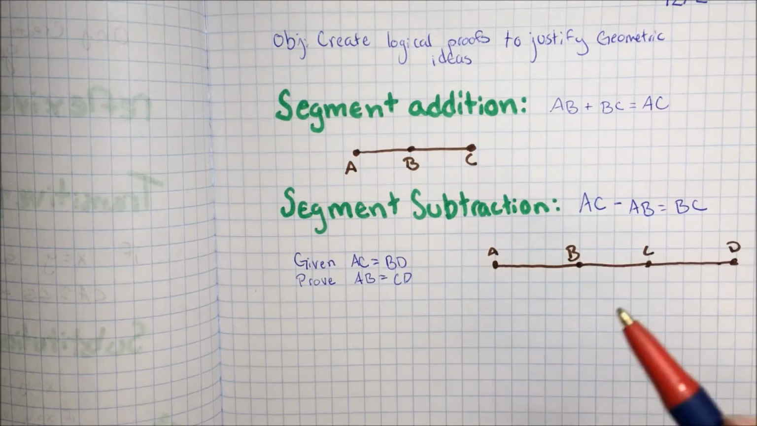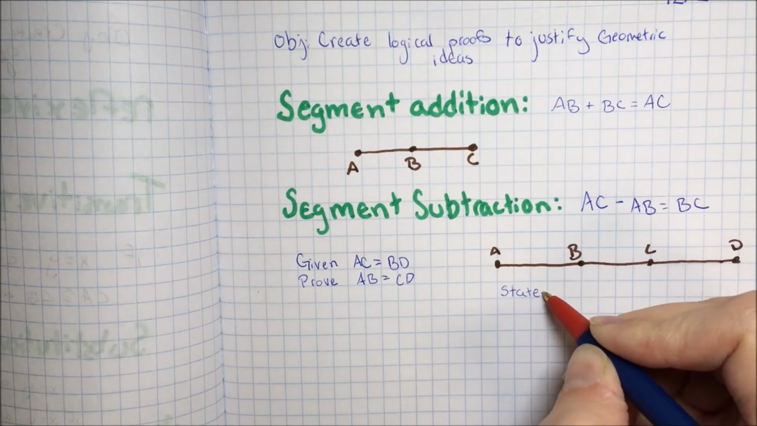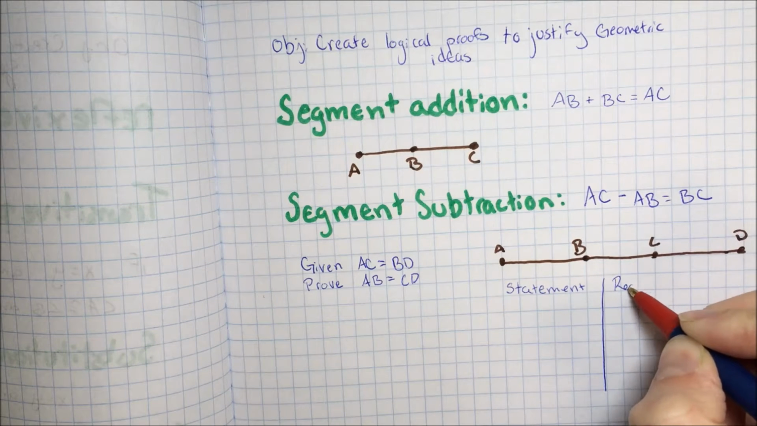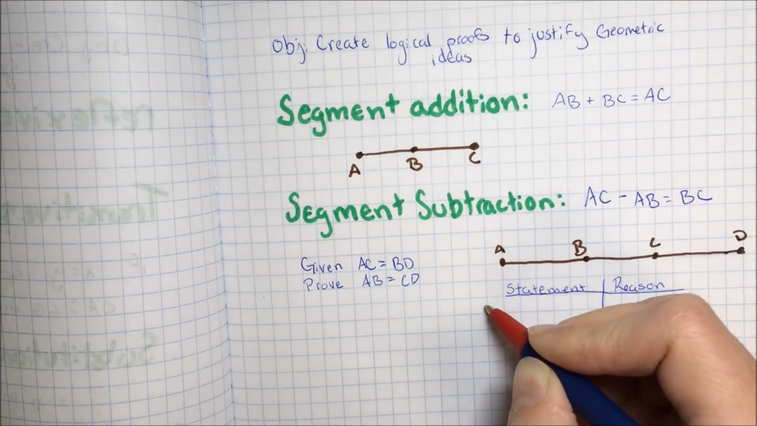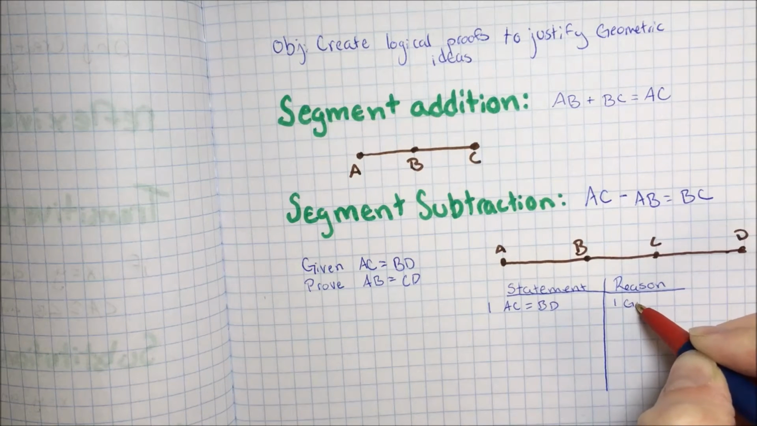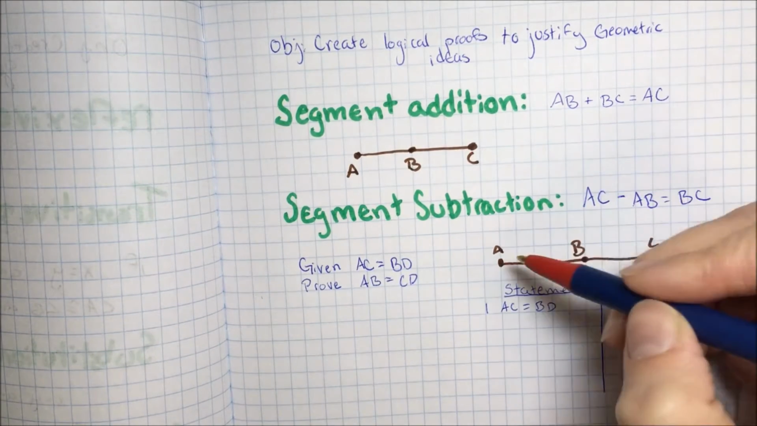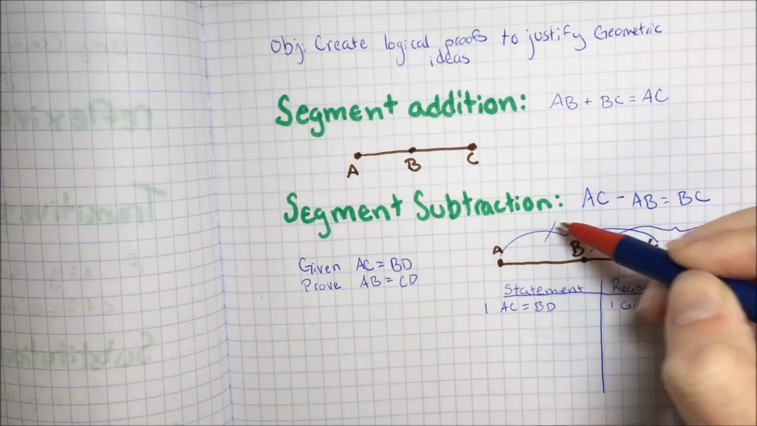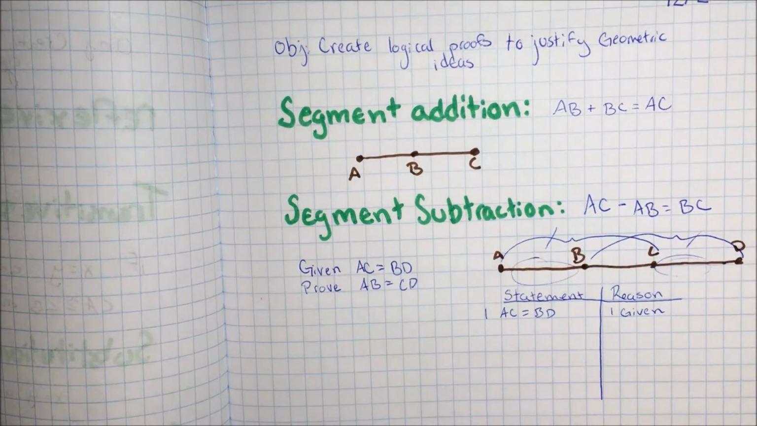Okay, so if I wanted to do this proof, I would start with my givens. All right, so what do I know? I know that this whole length, AC, is congruent to this whole length, BD. So I'll mark those congruent. And I want to get that this length and this length are equal.